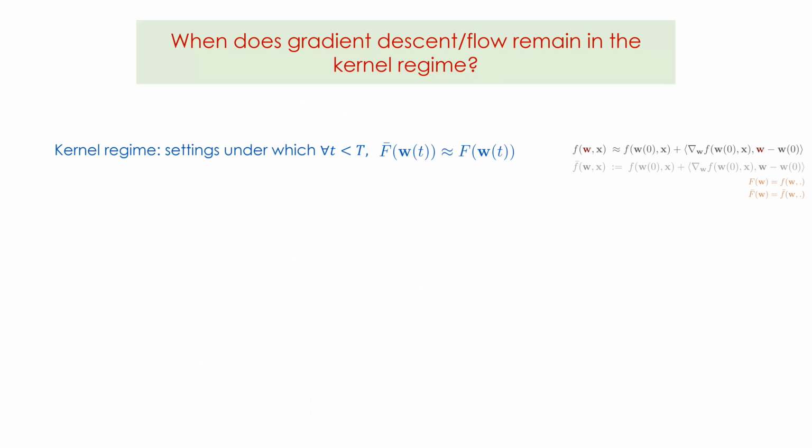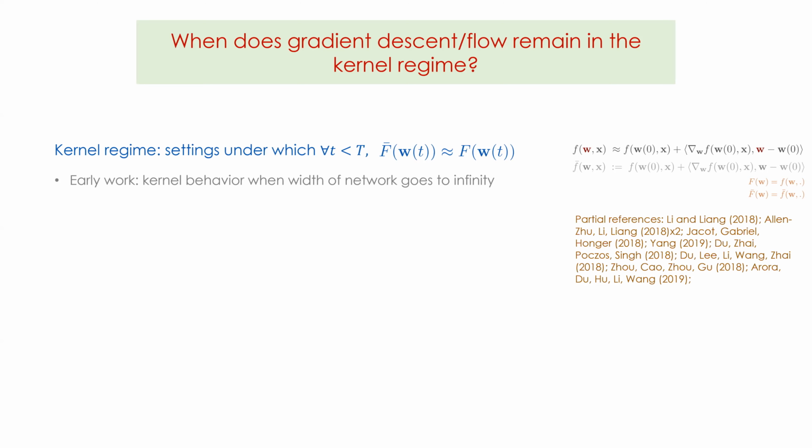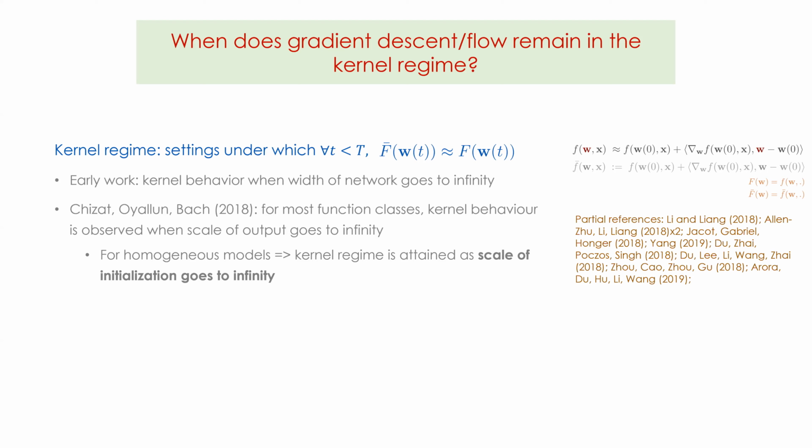So the question is, when does gradient descent or gradient flow, which is the infinitesimal step size version of gradient descent, remain in the kernel regime? Some of the early work, which in just two years has generated a lot of literature, established this kind of kernel behavior when you take very large neural networks, essentially neural networks with width going to infinity. But a follow-up work took a step back and showed that for most function classes, essentially most continuously differentiable nice function classes, the kernel behavior is always observed. It doesn't have to be large networks. The kernel behavior is always observed in a certain regime. In particular, the regime is when the scale of the output goes to infinity.